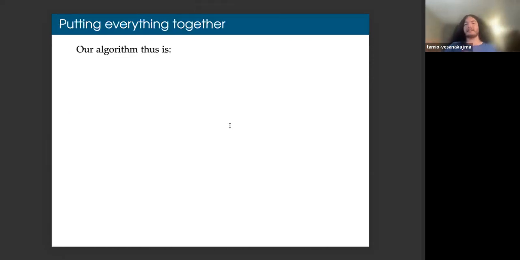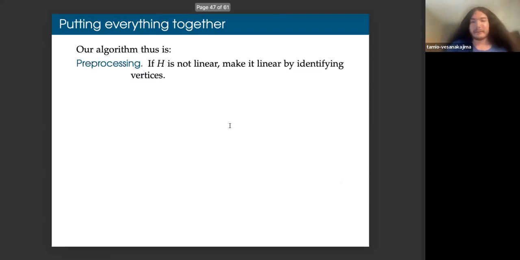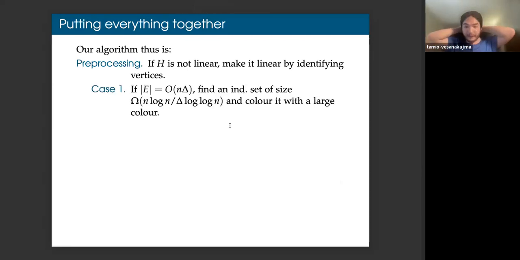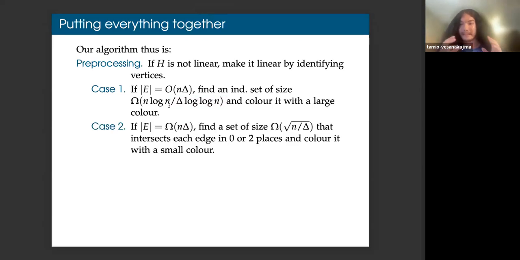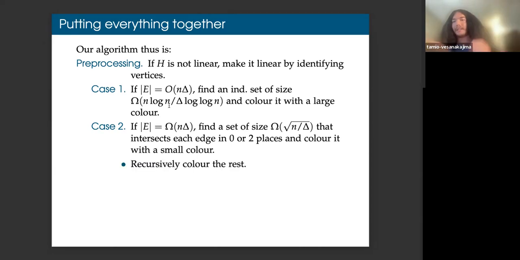So now putting all of these things together, what does our algorithm look like? First, we have this pre-processing step. If our input hypergraph is not linear, I make it linear by identifying vertices. And at the end, I'm going to undo these identifications. If my graph is sparse, I have O of n^delta edges, then I can find a big independent set, big enough for our purposes. If our hypergraph is dense, then I can find a big set that intersects each edge in 0 or 2 places. And in both of these cases, I color either with a large color in the case of the independent set or a small color in this case. And then I just recursively color everything else.